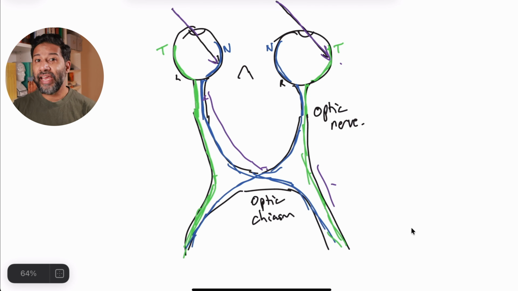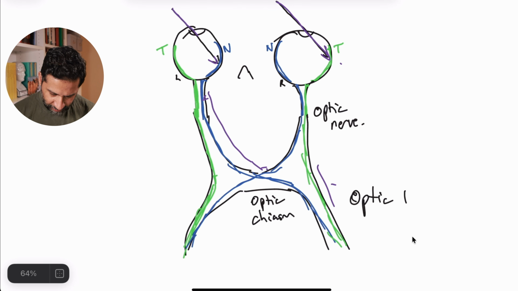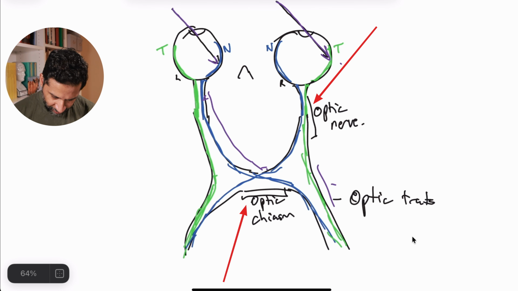The optic nerve from each eye carries visual information towards the chiasm. But now here's where it gets interesting. Think about how light enters the eye. The lens inverts the image, so light coming from the left visual field hits the right side of the retina. The nasal retina on the right eye and the temporal retina on the left eye. At the chiasm, the nasal fibers from each eye cross over to the opposite side, whereas the temporal fibers stay on the same side and they do not cross. So after the chiasm, this is called the optic tracts. So optic nerve, optic chiasm, and then after that, optic tract.